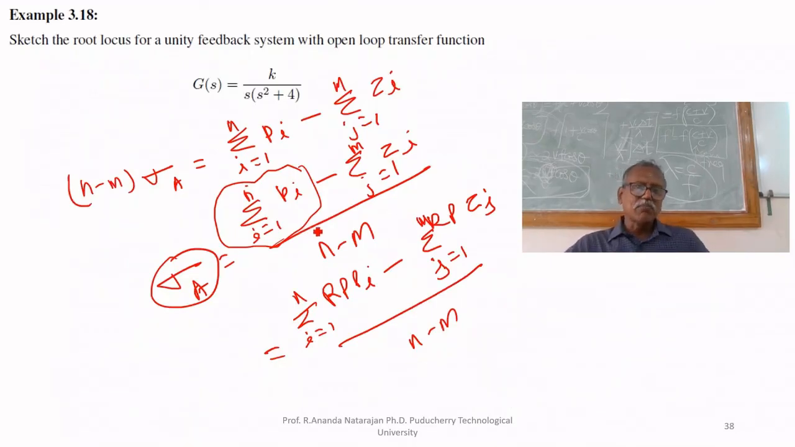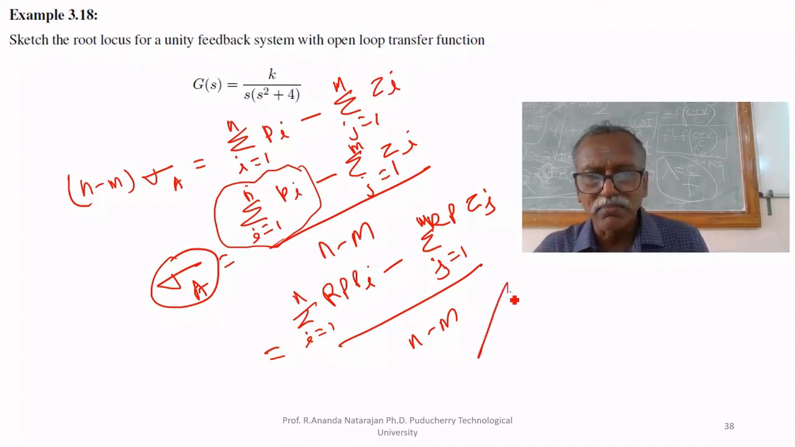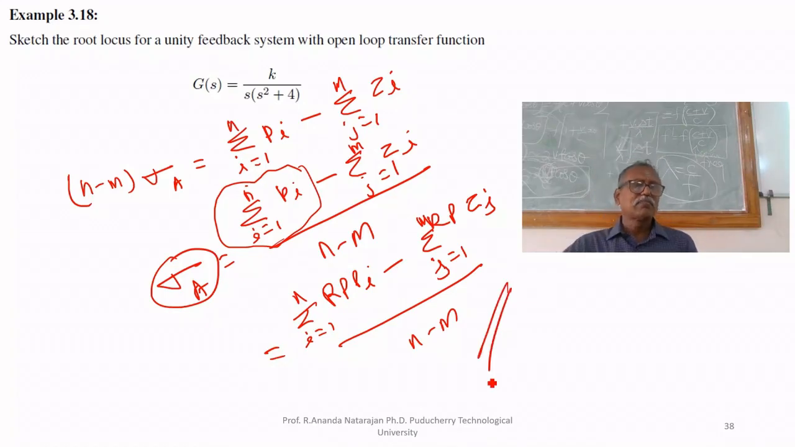N minus m times sigma A equal to sum of poles minus sum of zeros. Therefore, sigma A equals the sum of real parts of poles minus the sum of real parts of zeros, divided by n minus m. So now, how many rules have we seen? 5 rules. Let us draw the root locus for this.